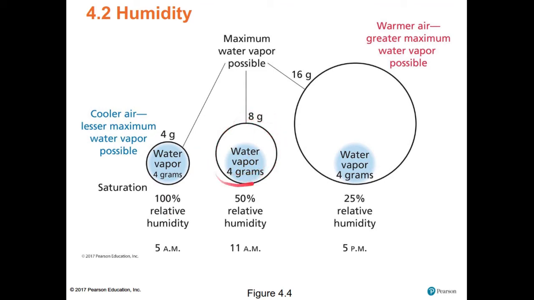So now it's gotten warmer by 10 degrees. Our capacity is 8 grams. We only have 4, so our relative humidity is how much we have, 4, divided by the max, 8, so it's 50%. If the temperature gets warmer by another 10 degrees, the maximum is going to double again, so now the maximum is 16. The amount present is still only 4, so the relative humidity drops again to 25%.